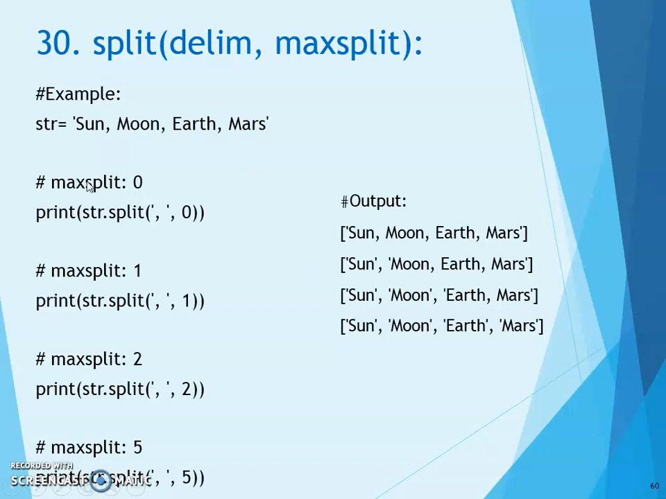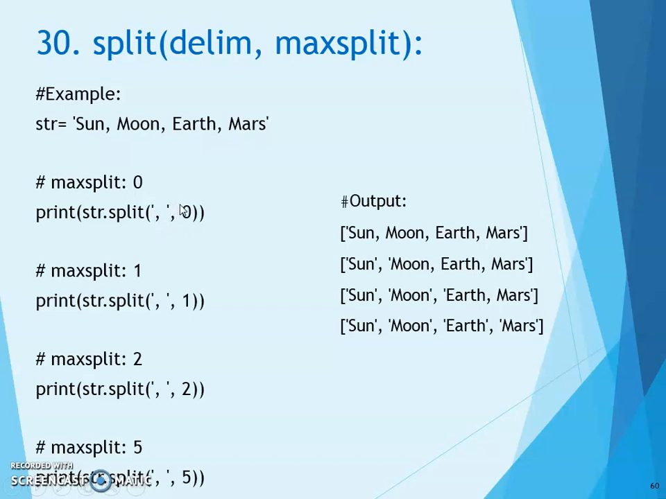Now we'll see more examples where this max split is mentioned. Here max split is mentioned as 0, and we want to split it with a delimiter or separator provided as comma and space. So it will be split into 4 parts.